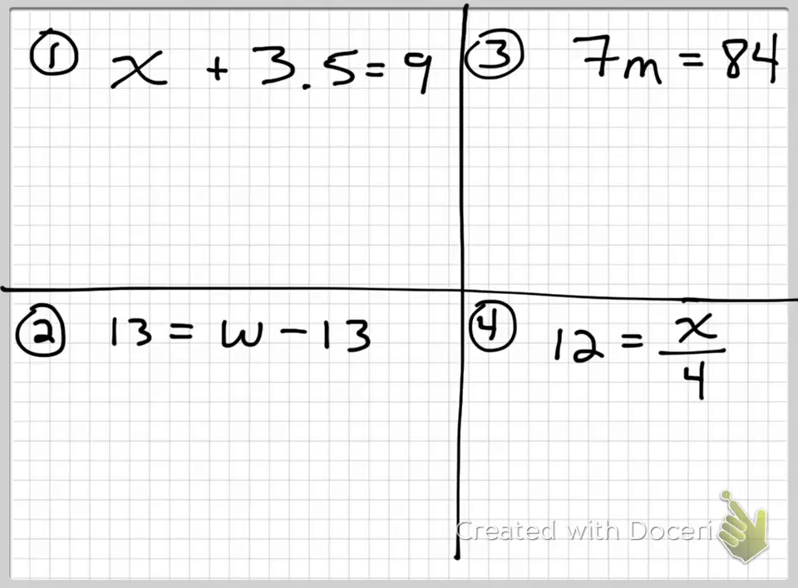You're learning. Number 1, line down the equal sign. Is the variable happy? Why not? Not alone. Who's with him? What's the 3.5 doing to him? Adding. How do I get rid of that plus 3.5? Minus 3.5.